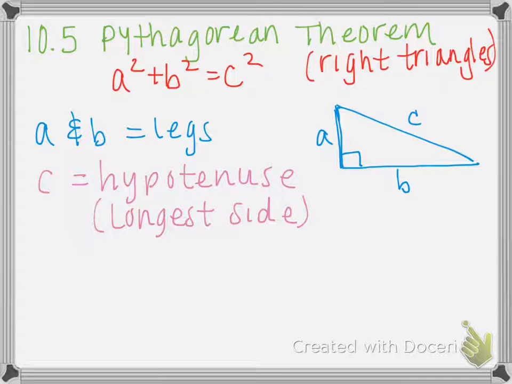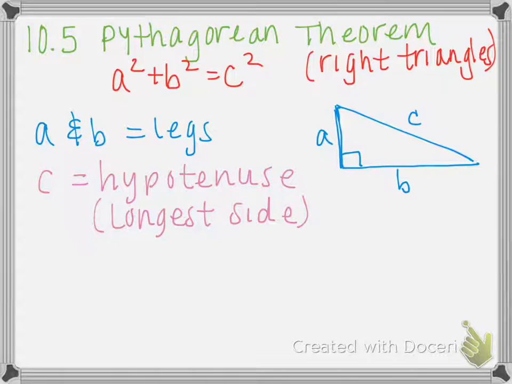This is section 10.5 on Pythagorean Theorem. So we can use Pythagorean Theorem in right triangles only, and Pythagorean Theorem states that a squared plus b squared equals c squared. A and b represent the legs on the triangle, and c represents the hypotenuse, which is the longest side of the right triangle.